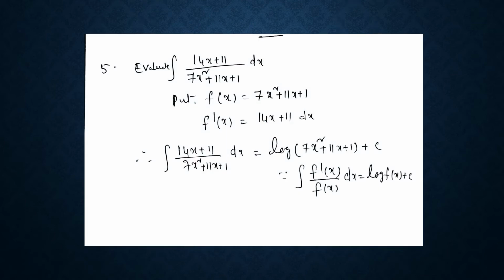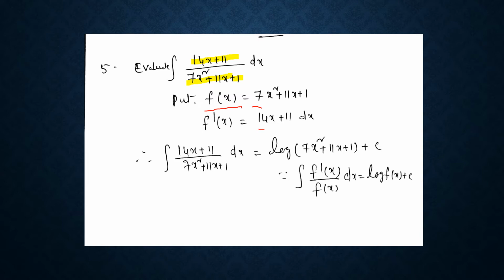Next problem, fifth problem. Evaluate integral 14x plus 11 by 7x square plus 11x plus 1 dx. If the given integrand is a fraction, at first we have to check whether it is in the form of f dash x by f of x dx. For that, take the denominator as f of x and find its derivative. So put f of x is equal to 7x square plus 11x plus 1. So f dash x, its derivative is 14x plus 11.